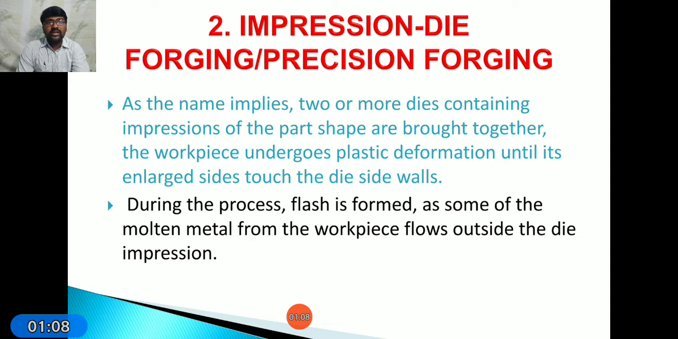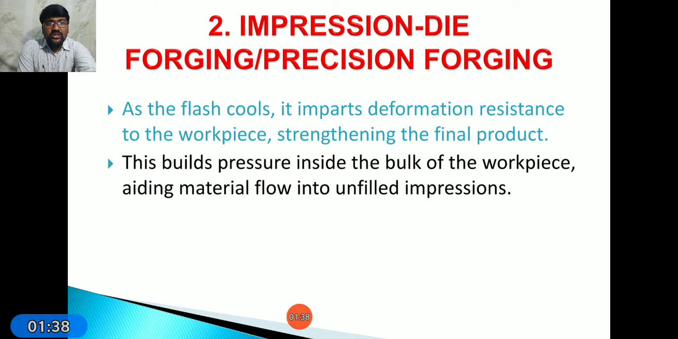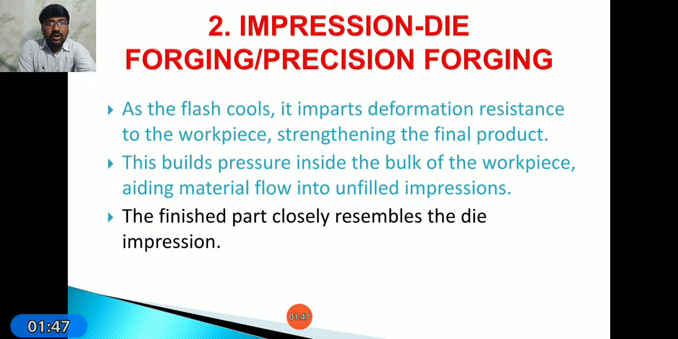As in this case, the impression die is in the form of two split pieces. The material that comes outside of the die, in the gap between the two dies, is known as flash. Next, as the flash cools, it imparts deformation resistance to the workpiece, strengthening the final product. After completing the process, we have to remove the flash from the workpiece. Next, this builds pressure inside the bulk of the workpiece, aiding material flow into unfilled impressions. Next, the finished part closely resembles the die impression.